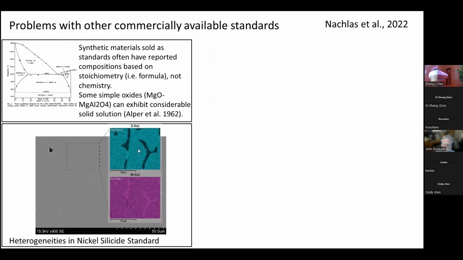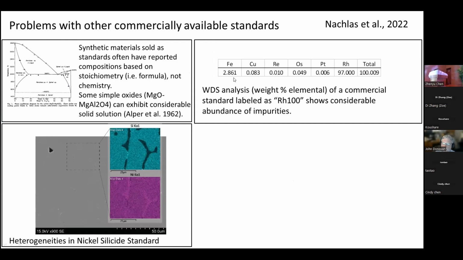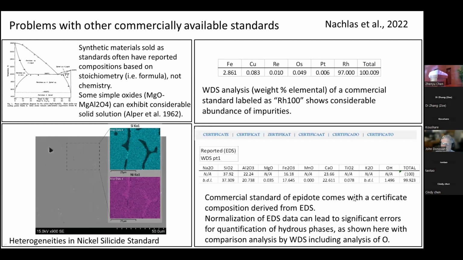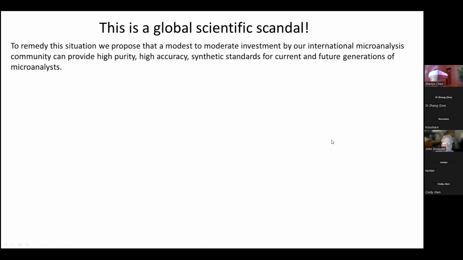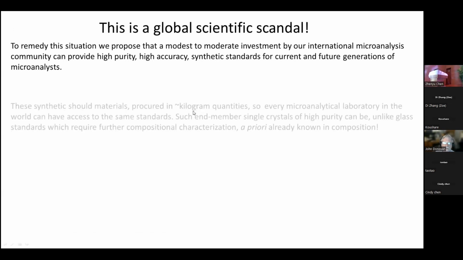Even in non-mineral materials, we can have heterogeneities. Here's an example from Will Knowles's lab and John Fournelle's lab, where they found almost 3 weight percent iron in a purportedly pure rhodium metal. So this is obviously some kind of thermocouple material that had been sold as pure rhodium. That's not a small error. And then, of course, we have people who are reporting commercial standards by using EDS and normalizing to 100. This is obviously not a good idea. So this is a global scientific scandal. I think we should all be ashamed of ourselves that we have not fixed this before.